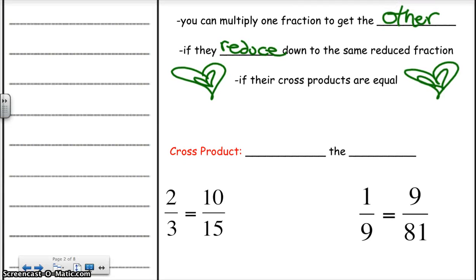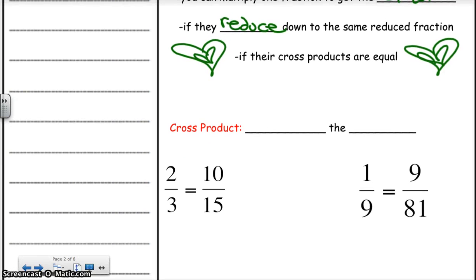So what is a cross product? Great question. All you do for cross product is multiply the diagonals. So you think cross diagonal, cross x, you make an x, multiply, okay? Product means multiply.